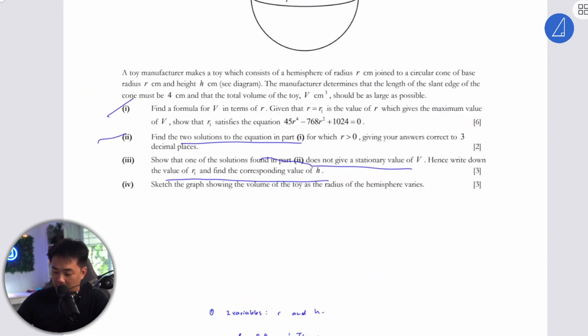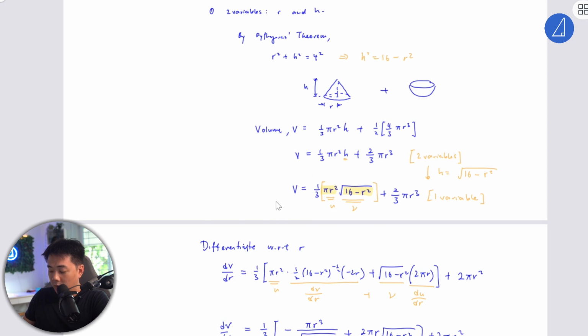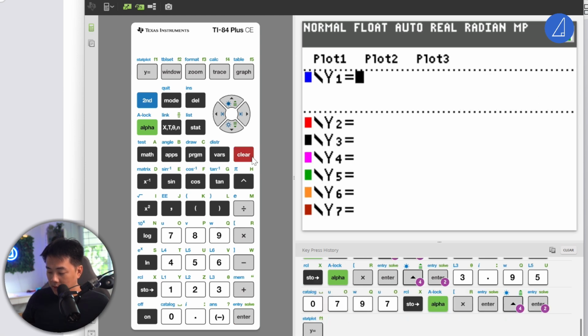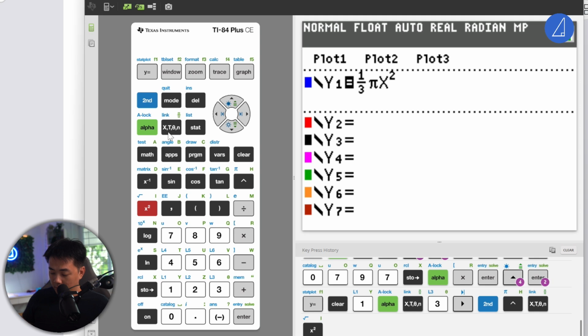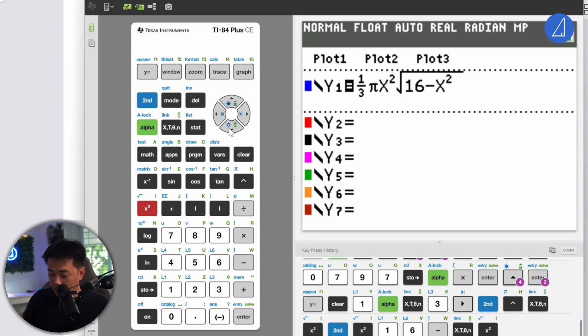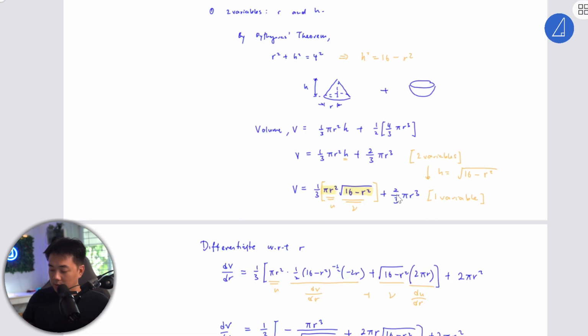Let's look at the next part, which is sketch a graph showing the volume of the toy as the radius of the hemisphere varies, okay? So what you can do, just sketch this volume here. Then we'll just put in GC. Go to GC. Then you key this in 1/3. So 1/3. Right. Then you put pi r square, pi x square in this case. Then square root of 16 minus x square. Then plus 2/3 pi r cube. Okay, so this is my volume.